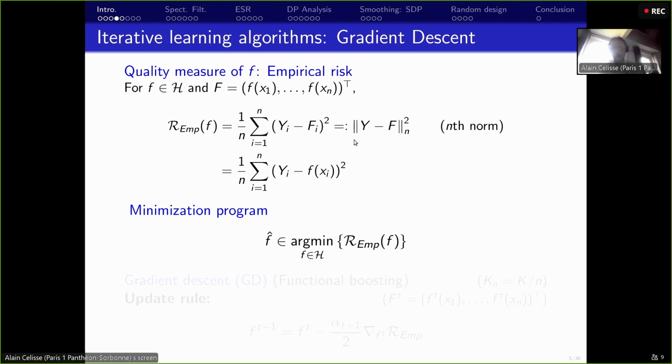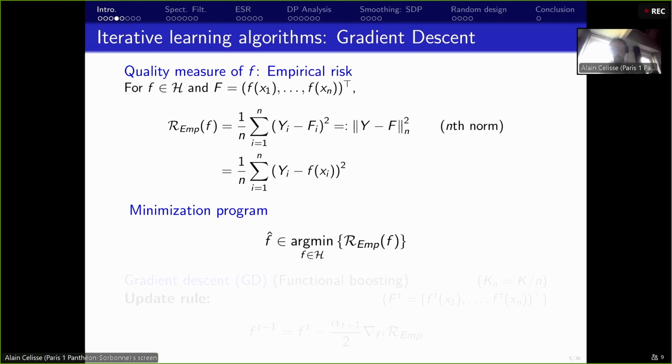As I'm now given a criterion for measuring the quality of a function f for approximating f star, I will use it, meaning that I will define my best candidate for approximating f star as one minimizer of this empirical risk over the space calligraphic H. This is possible.